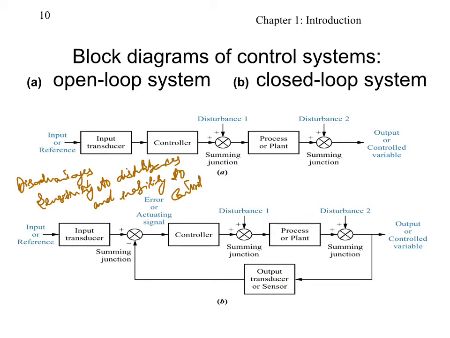Another important disadvantage of the open loop system is its sensitivity to disturbances and its inability to control these disturbances. That is why we use the closed loop control system. In the closed loop control system, we have an output transducer or sensor which is connected to the controlled variable, and it senses the output and compares it with the desired output, and as a result an error signal is generated.